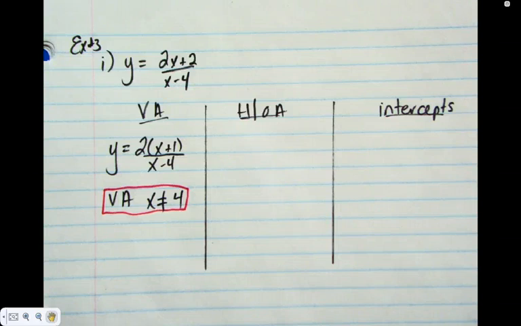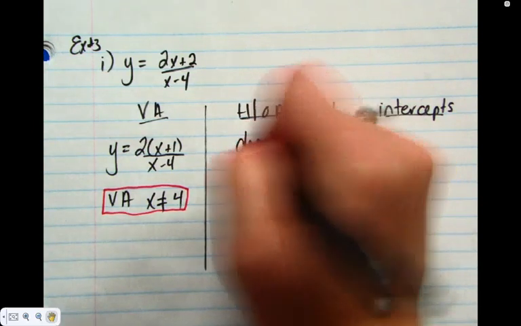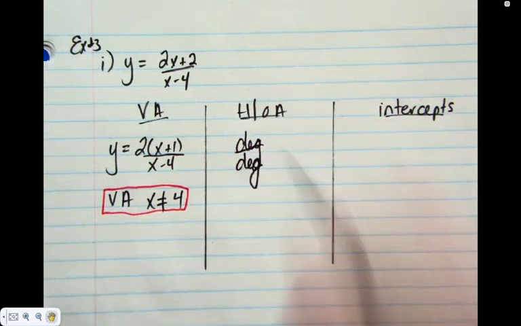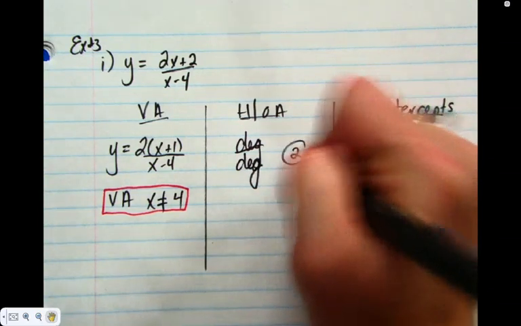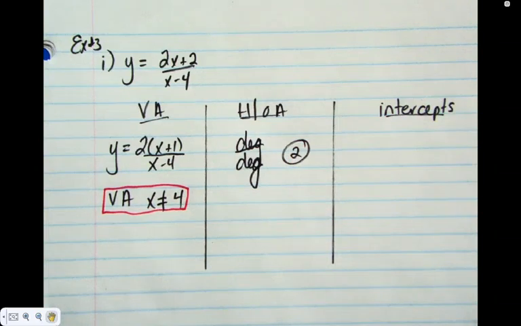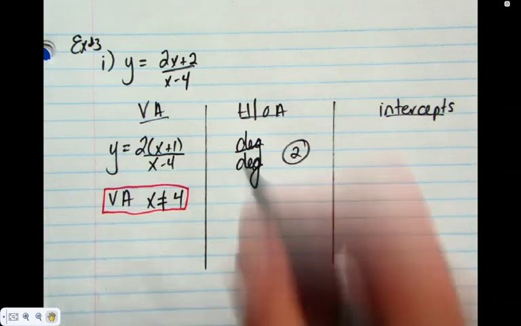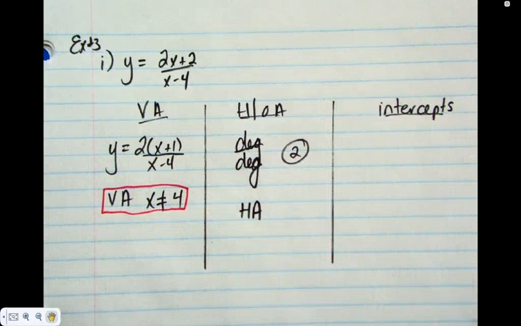How do we find horizontal or oblique asymptotes? We analyze the degree. What's the degree on the top? 1. What's the degree on the bottom? 1. So I call that degree over degree. Again, you don't need to call it that if that doesn't make sense to you. And now you just need to memorize the cases. Is that case 1, case 2, or case 3? It's case 2. Is that oblique or horizontal? It's horizontal.